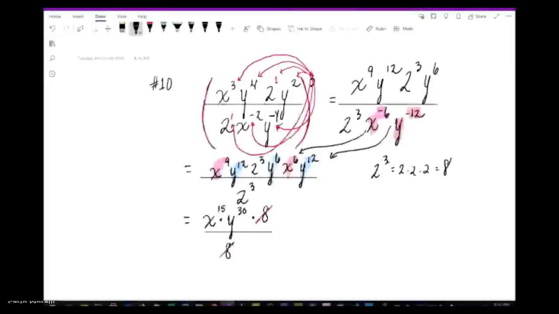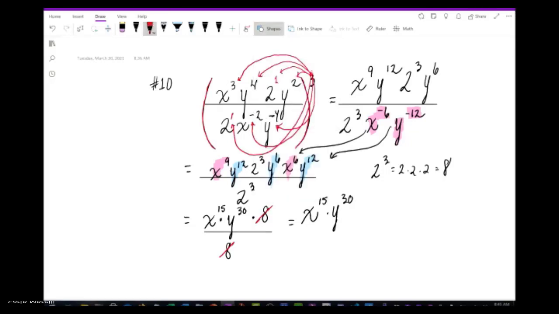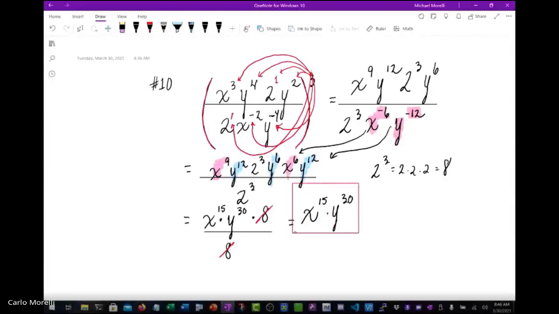So my final simplified expression will be x to the power of 15 times y to the power of 30. And as Jay would tell us, we put that in the red box of correctness. Isn't it amazing that this original expression reduces down to that? Isn't that crazy?